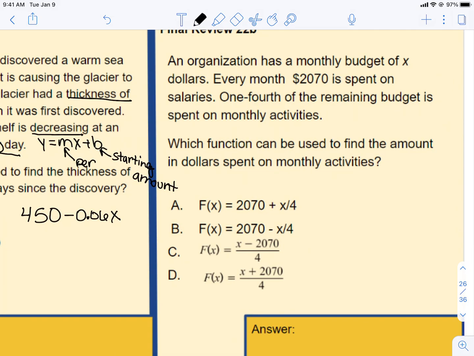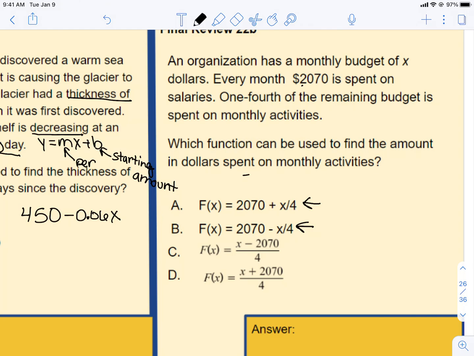An organization has a monthly budget of x dollars. Every month, $2,070 is spent on salaries. 1/4 of the remaining budget is spent on monthly activities. Which function can be used to find the amount in dollars spent on monthly activities? Well, let's look at our answer choices. Answer choice A and B has x divided by 4, and then we're either adding it to 2070 or subtracting it from 2070.